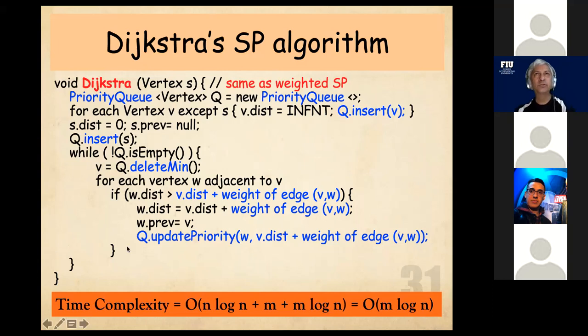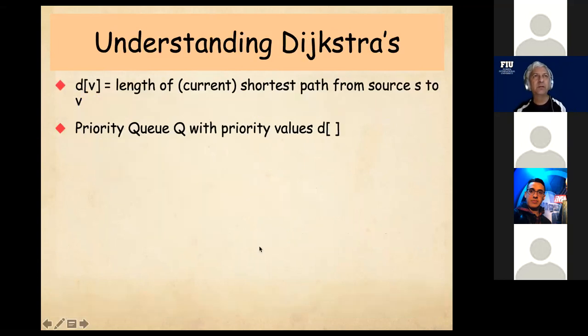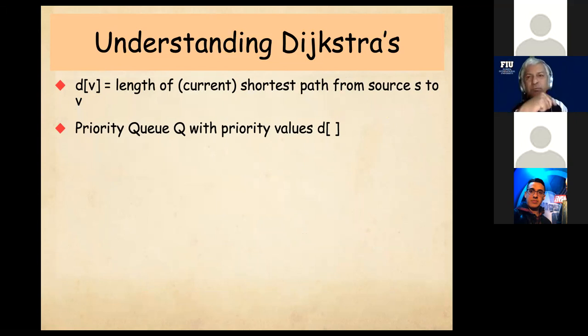So I can also show you the following here. This says, in order to understand Dijkstra's algorithm, it's important to understand that the array D is going to contain the length of the shortest path from the source S to the vertex V, and the priority queue is always going to have priority value equal to the D value of that vertex. And that's why the whole thing works. Any questions?